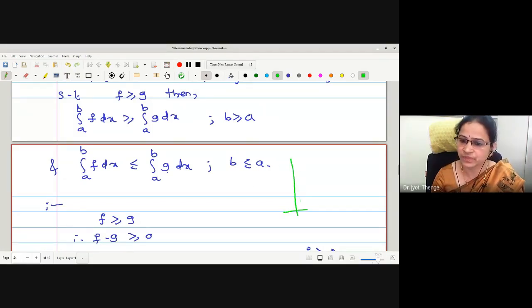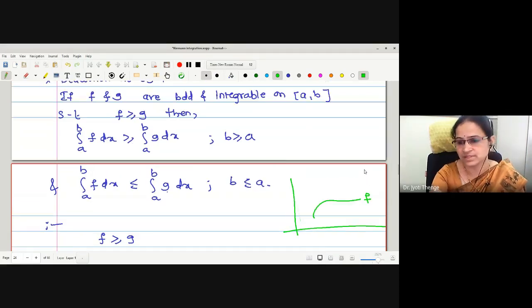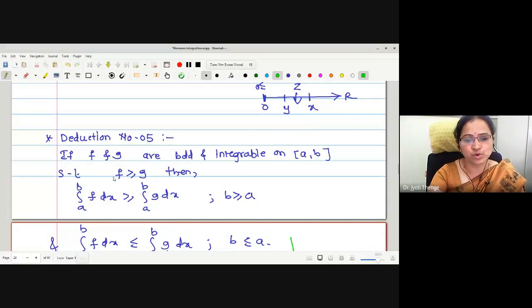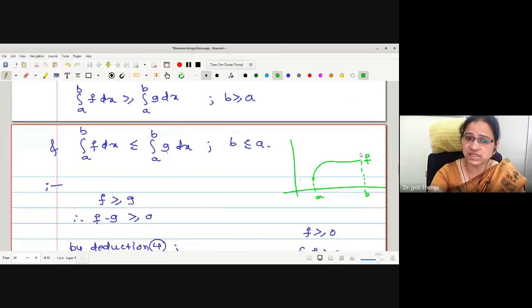Suppose this is the function f. This is the curve under consideration between the limits a to b, say. The condition imposed on this function is that f is greater than or equal to g.